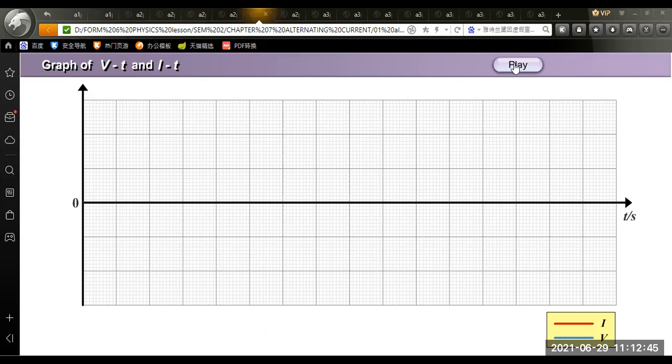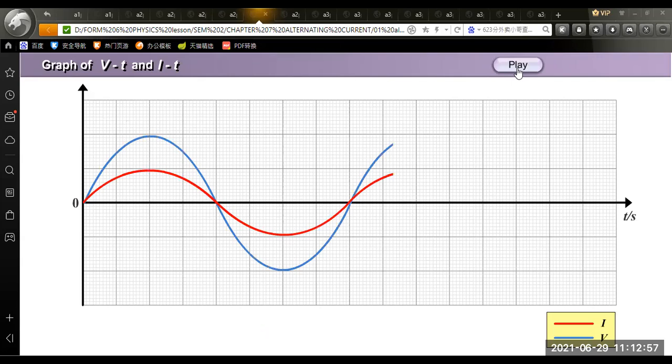Now we look at how about if I combine the VT graph and the IT graph together, voltage and the current in the same graph. We notice that red color will be the current, V will be the blue color. Blue color and red color are always in the same phase, just the magnitude difference. The time taken to complete one oscillation are equal. They are in the same frequency, but they are in different amplitude.